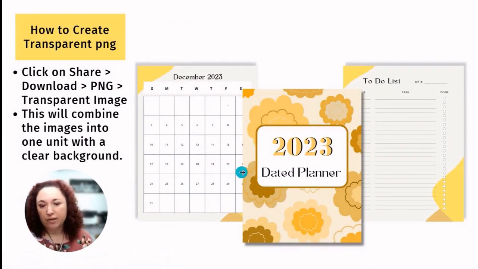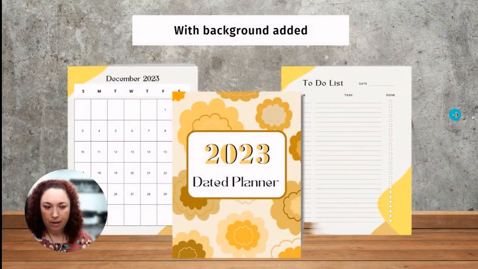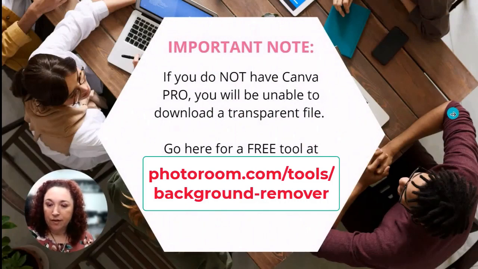Once you've got the drop shadows done, you want to create a transparent image. And then you'll take the whole image, because these right now are separate images. So you'll want to take it and download the images into one unit with a clear background. And then you'll have a lot more flexibility with it. So I'm going to show what I mean here. And this is if you add a background. So there's different things you can do.